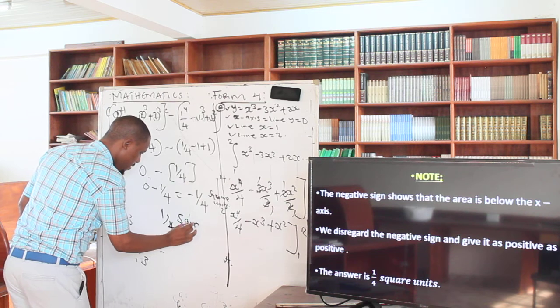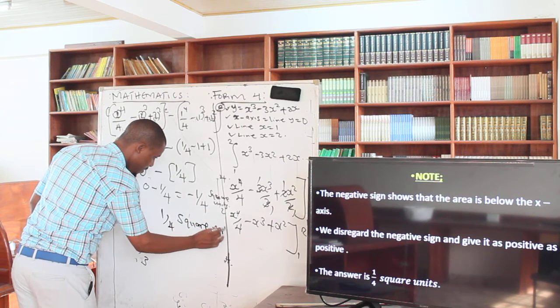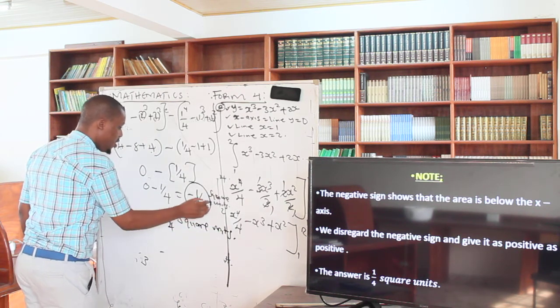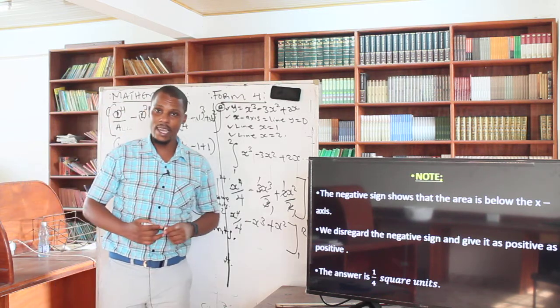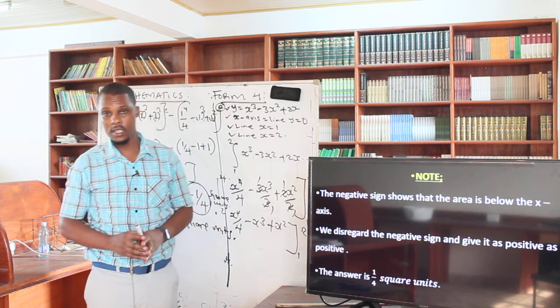So again, that one is going to be a hint when you are calculating in an exam. If you leave it as negative here, you're going to be losing the final mark, because you understand that the area will never take a negative value.